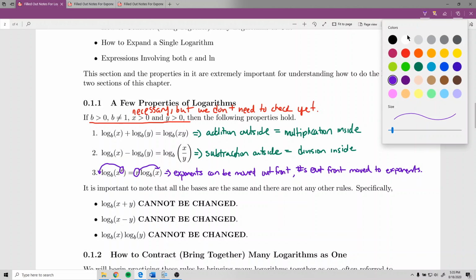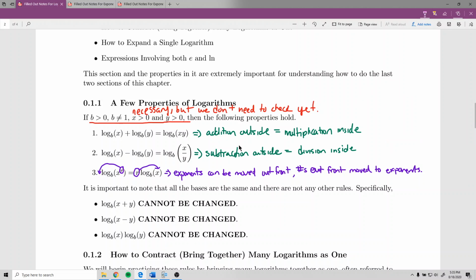So there are a couple things that we'll have to be careful on with these rules as we go through them. But for now, the only other thing I want to point out is you'll notice all the bases are the same. The bases must be the same to use any of these rules. The reason that rule in the previous section is called the change of base formula is that it's the only log rule where the base changes.